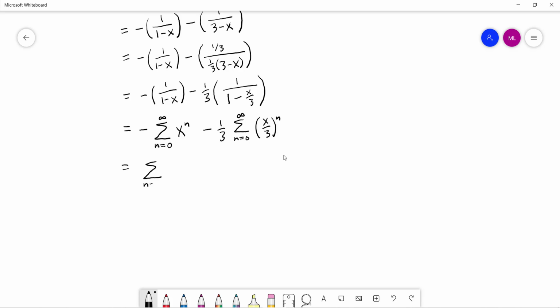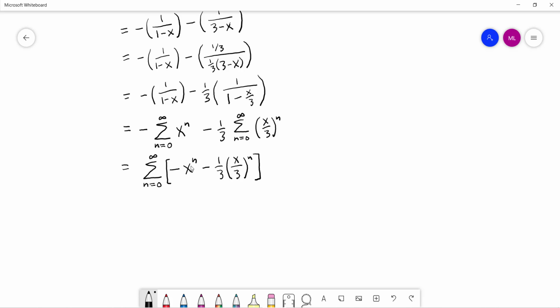I want to write it as the sum from n equals 0 to infinity of, I can distribute that negative sign in if we want. So I can write this as just a negative x to the n. Put this in parentheses here. So negative x to the n. And then this negative 1/3 times this term is going to be negative 1/3 times x over 3 to the n. Getting close to what I want.